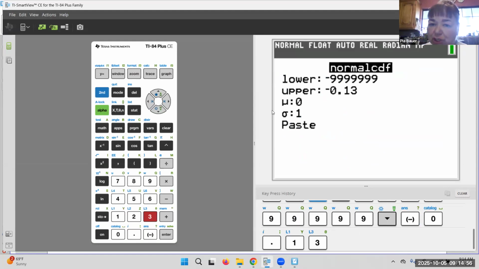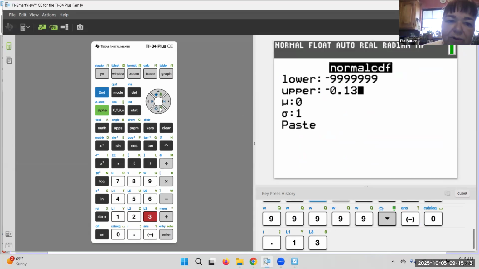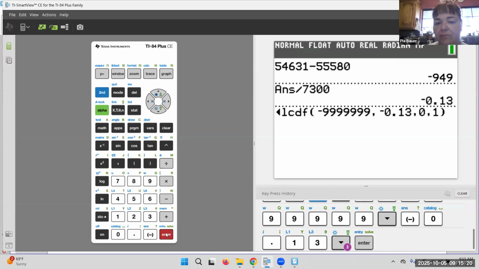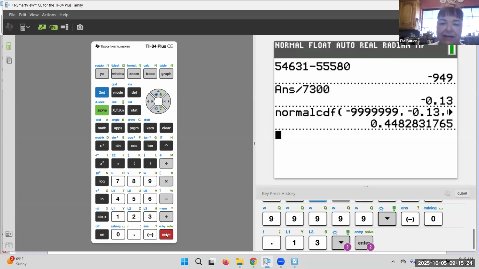Now, this shouldn't change if you're just starting to work on the calculator. Like if it's been turned off, it should not be changing at all. But for the normal distributions, mu should be 0, sigma should be 1. And so we go down to paste. It will reset if you were using something else. Press enter. And this will be the probability.